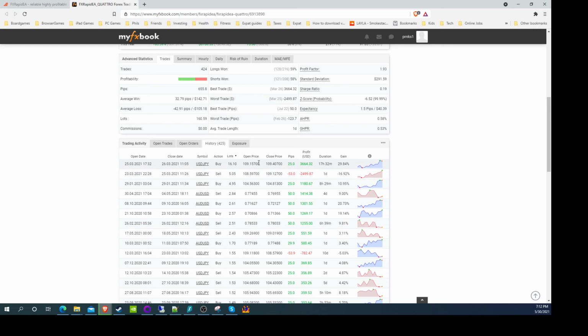If we just look at how it's traded, you can see it's traded a 16 lot trade, which accounts for 30% of the gain on the account in one trade. That is remarkably dangerous. So you have to keep that in mind when you're trading with this EA.